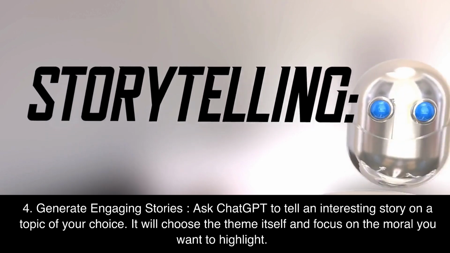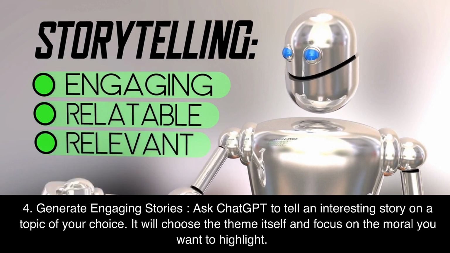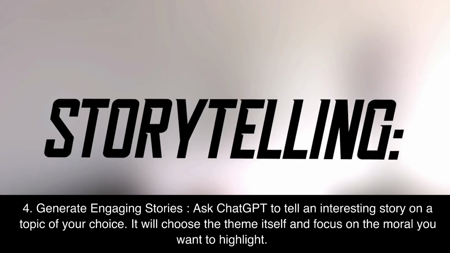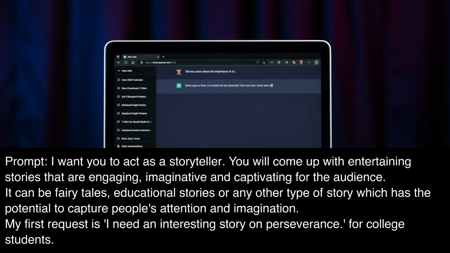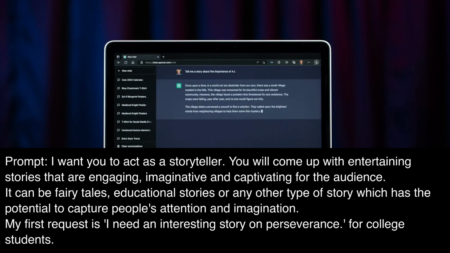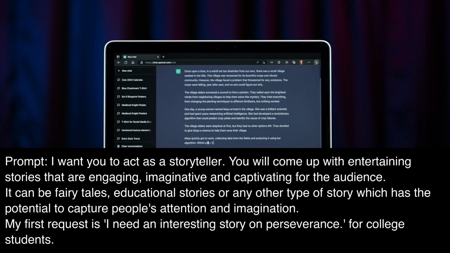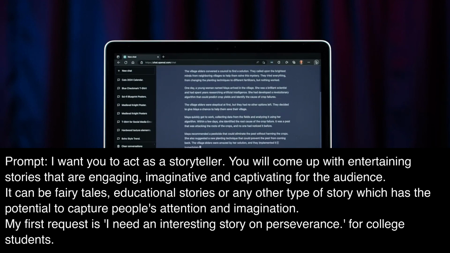4. Generate engaging stories. Ask ChatGPT to tell an interesting story on a topic of your choice. It will choose the theme itself and focus on the moral you want to highlight. Prompt. I want you to act as a storyteller. You will come up with entertaining stories that are engaging, imaginative and captivating for the audience. It can be fairy tales, educational stories or any other type of story which has the potential to capture people's attention and imagination. My first request is, I need an interesting story on perseverance, for college students.